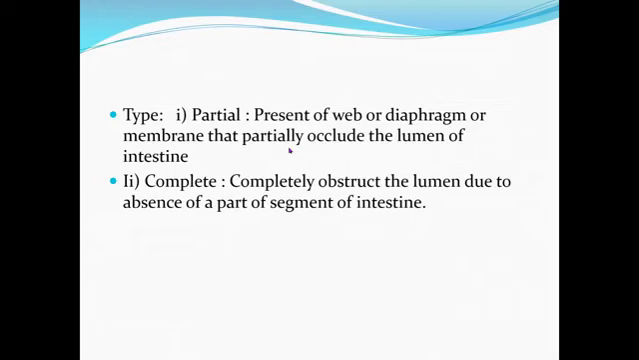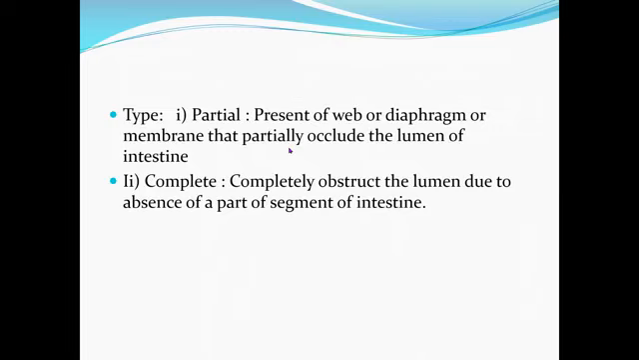But in the complete type of atresia, when the lumen is completely obstructed due to absence of a segment of intestine, these types of babies will come very early because of continuous intermittent vomiting after taking food. So it is called complete atresia.